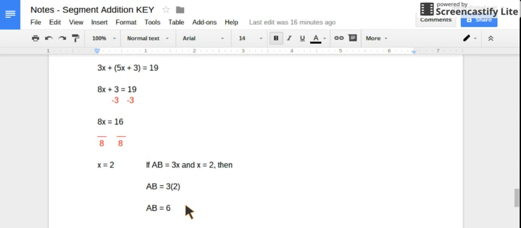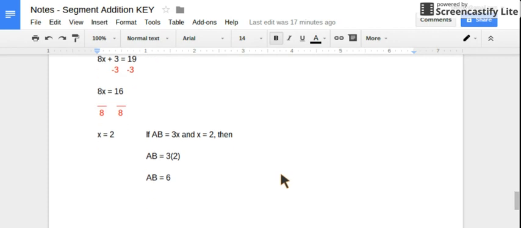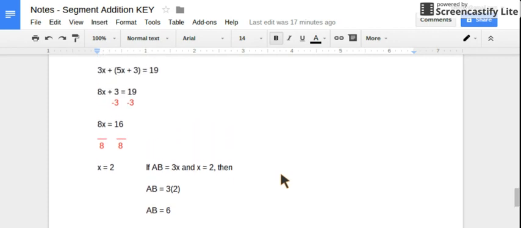We can actually do a little bit more if we wanted to check our work. Since we know that x is 2, I could plug it back into that BC term, and I would get 5 times 2 is 10 plus 3 is 13. So BC is 13, and 13 plus 6 does in fact give us that AC total of 19. So it's always good to check it, see if everything's working out.